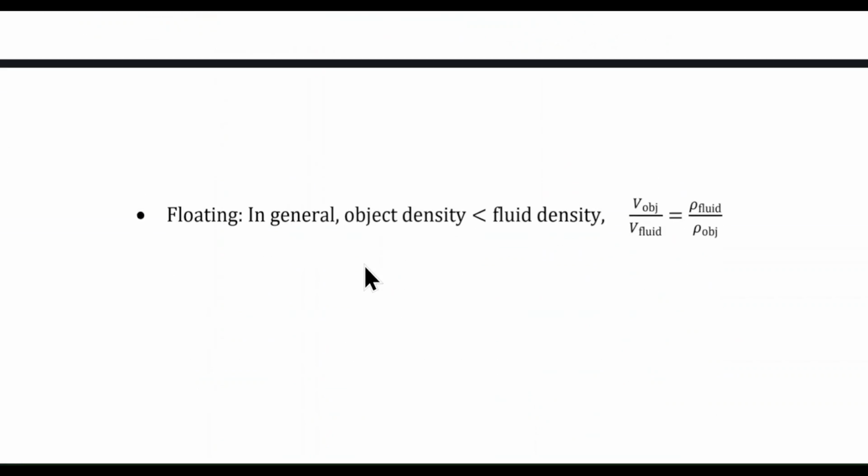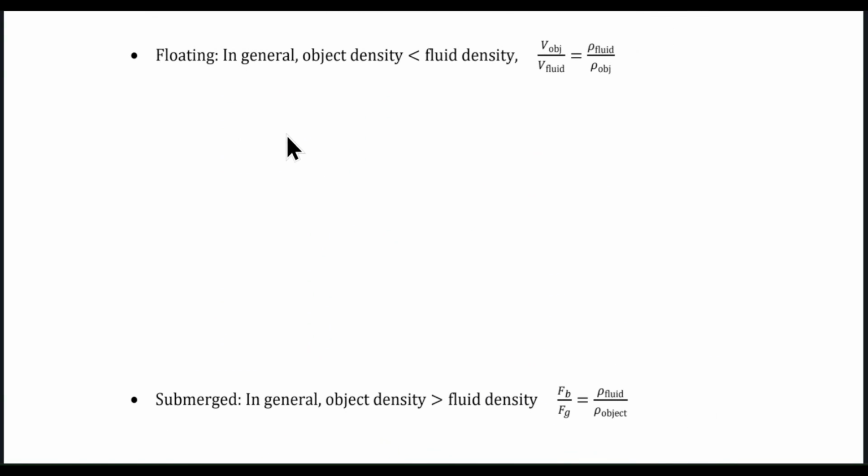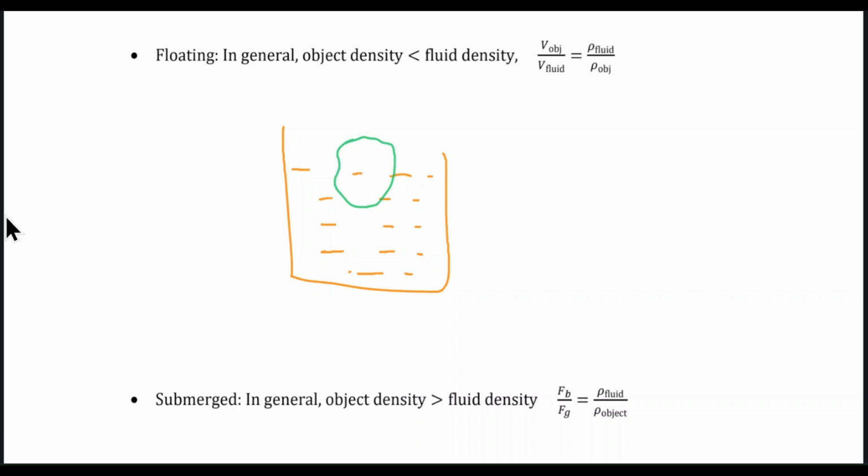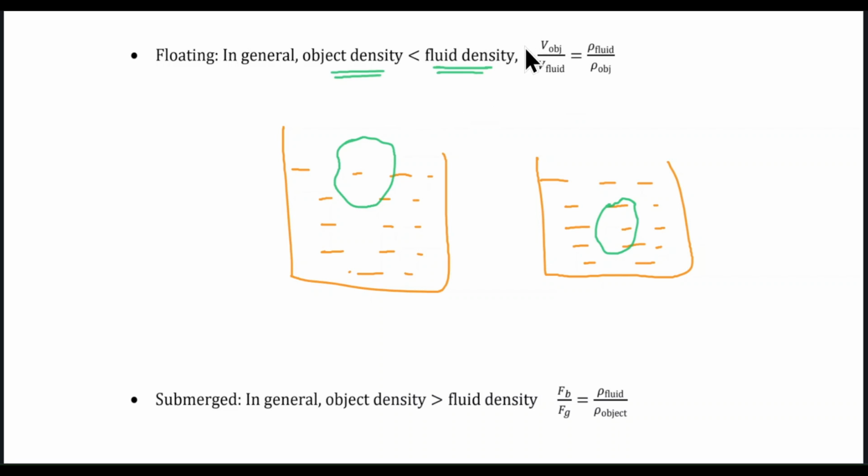Now, there can be two cases. Either the object can float or the object can submerge. When I say float, let's say here we have a liquid and here we have a stone, which is floating. And then the other situation is when the object is completely submerged in the liquid. In case it is floating, then in general, we can say that the density of the fluid is greater than the density of the object. And this is a very important formula that it follows: the volume of the object over the volume of the fluid displaced is equal to the density of the fluid over the density of the object.